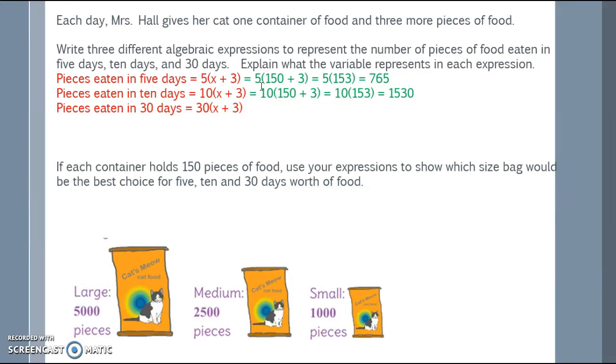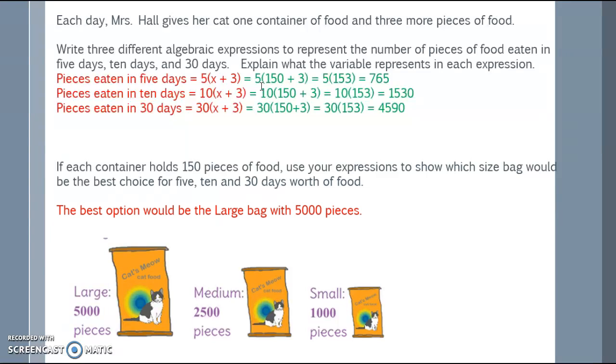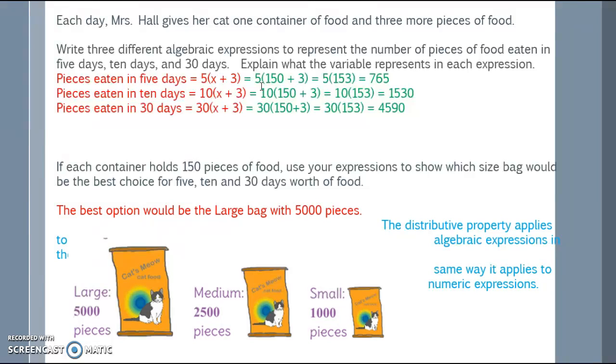Similarly, we'll take 10 times 153, which is 1,530 pieces, and 30 times 153, which is 4,490. Now we can determine which size bag of food would be the best choice for 5, 10, and 30 days. The best option would be the large bag with 5,000 pieces for 30 days. The medium bag wouldn't have quite enough, so we would need to have the large bag with a little extra left over. The distributive property applies to algebraic expressions in the same way it applies to numeric expressions.